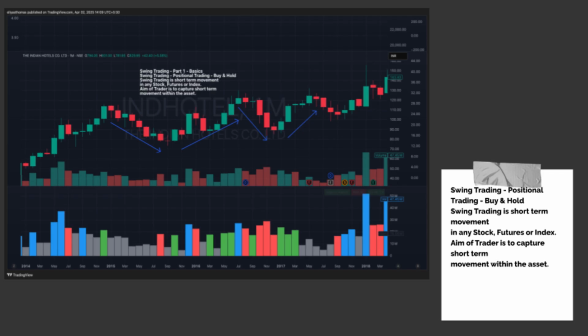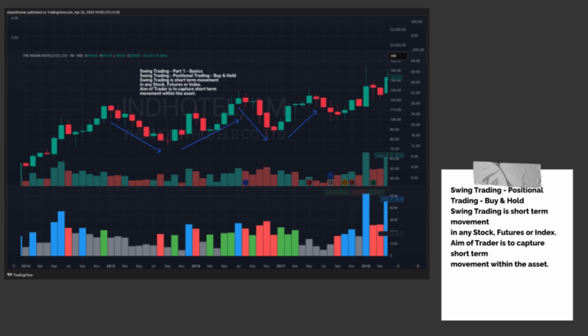right? So positional trading is sort of different because a trader is more bothered about the larger price movement here. So in this particular case, that price movement would be from July to October 2015, and in this case, it would be from April 2016 to about April 2017, and in this particular case, it would be about April 2017 to January 2018. So these are the kind of moves that a positional trader prefers because he likes to get into positions and he holds on to those positions for a period of, let's say, a few months, right?